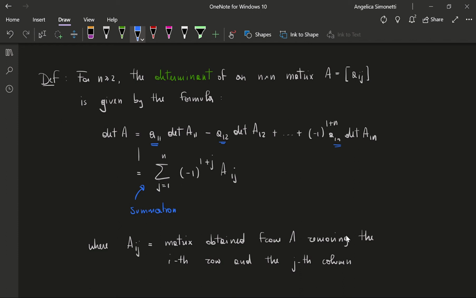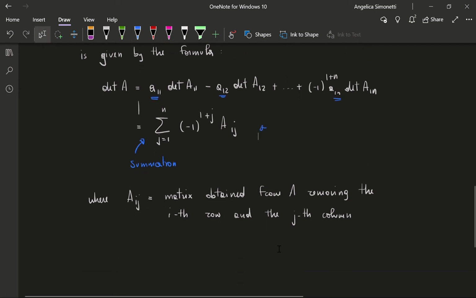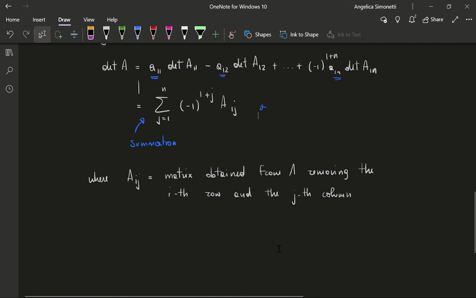Then I'm taking a sum, but this sum has alternating signs. I start with a plus, then I subtract a_12 times the determinant of A12, and then there's a plus, then another minus, plus, minus, until the last sign, which depends on n. There's a compact way to write this down, which is this summation over here. So what are the matrices capital A_ij? This is the matrix that I get from the original matrix A by removing the ith row and the jth column, and then I compute the determinant.